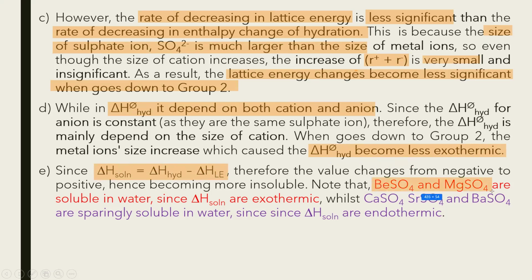So for beryllium and magnesium sulfate, they are soluble in water since the enthalpy change of solution is exothermic, while calcium, strontium, and barium sulfate are sparingly soluble in water, since the enthalpy change of the solution is endothermic in here.